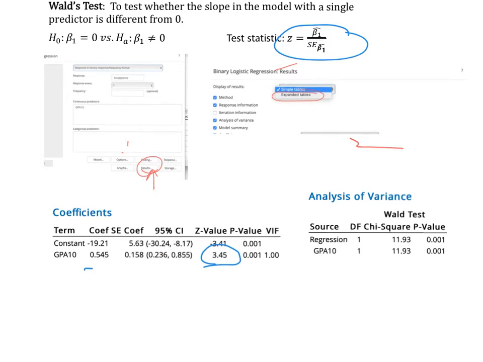Okay, a couple of things to notice. You'll also see this as part of the standard output. The chi-squared value is exactly z squared. And so the p-values, no surprise, are the same. You get 0.001. So that's a small p-value. This suggests that there's strong evidence of a log-linear relationship between med school acceptance and the variable GPA 10. In other words, GPA seems to be an important variable in the model.